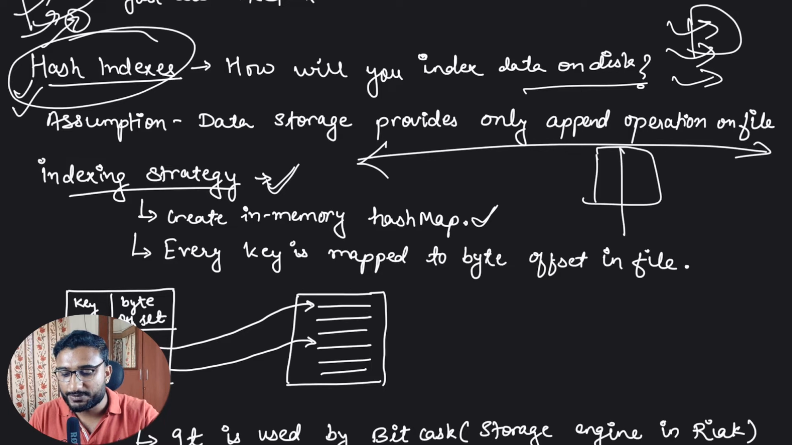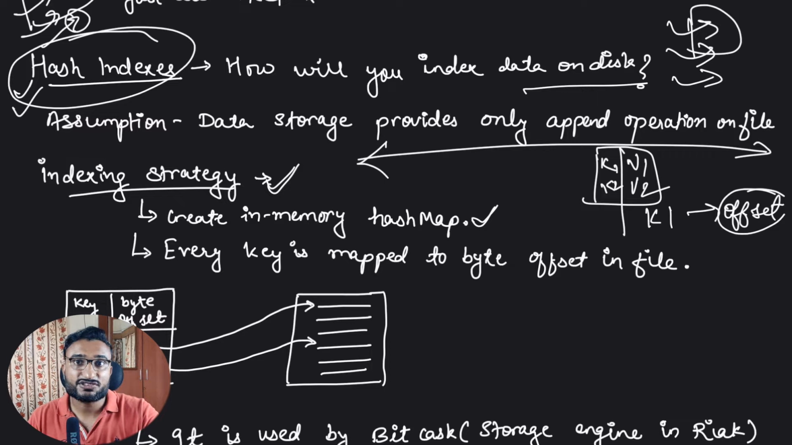You have created an in-memory hash map where you have key 1 value 1, key 2 value 2, and what you are maintaining in these keys and values. In the value section for a particular key, you are maintaining the offset of the location where that data is stored on the disk. Okay, so this is your log file.